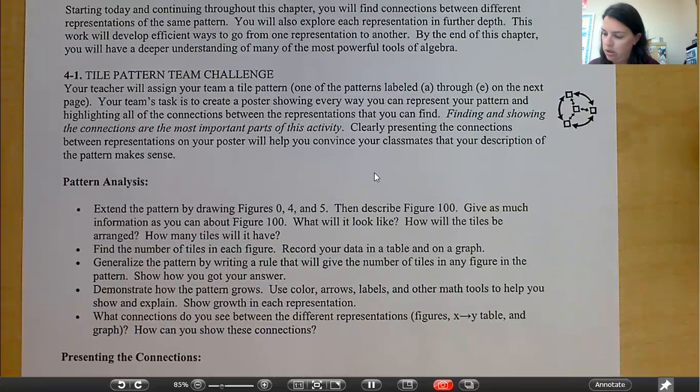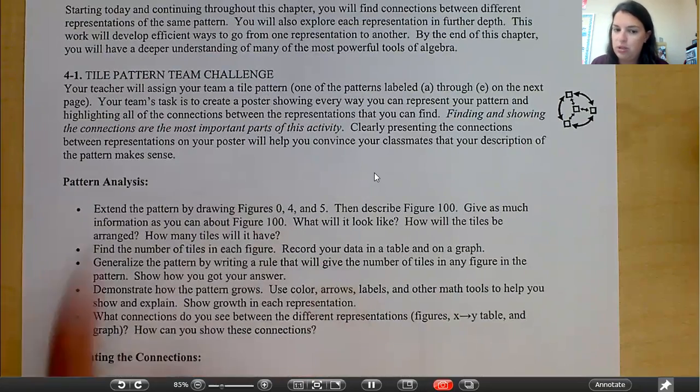Show how you got your answer. Demonstrate how the pattern grows. Use color, arrows, labels, and other math tools to help you show and explain. Show growth in each representation. What connections do you see between the different representations? Figures, XY table, and graph. How can you show these connections?